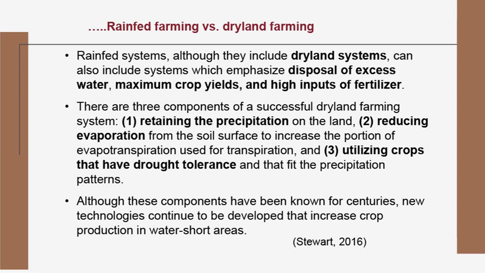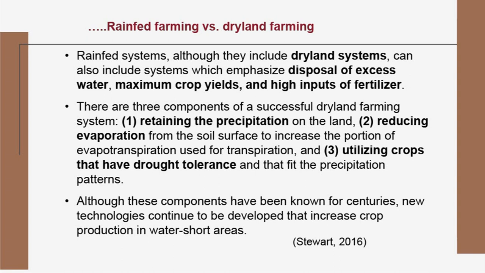So there are three components of a successful dryland farming. One is retaining the precipitation on the land. Number two, reducing the evaporation from the soil surface to increase the portion of evapotranspiration used for transpiration. Means here it is just water conservation, and utilizing crops that have drought tolerance and that fit the precipitation pattern. So there are three major components.